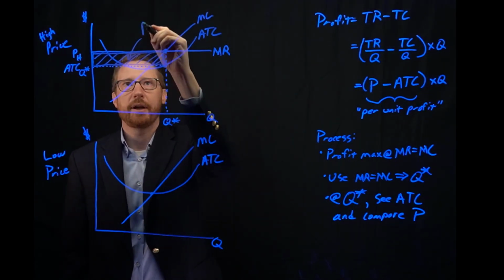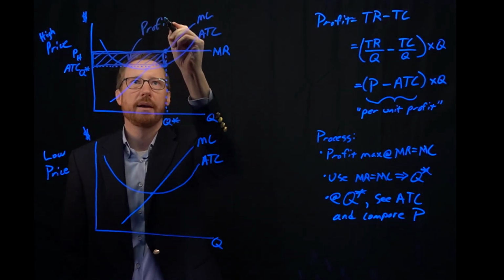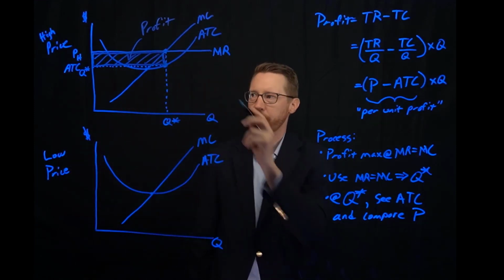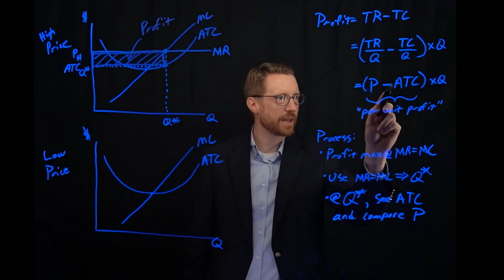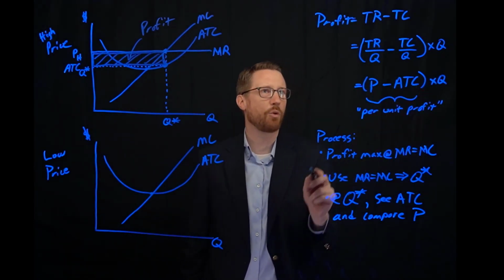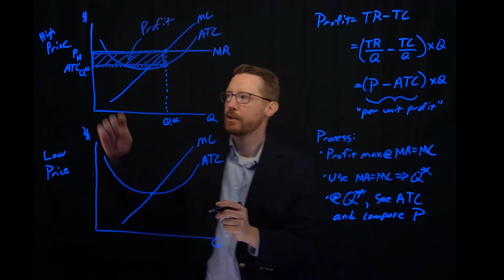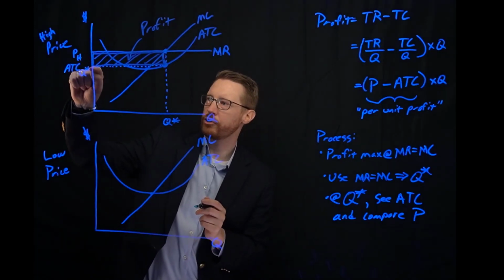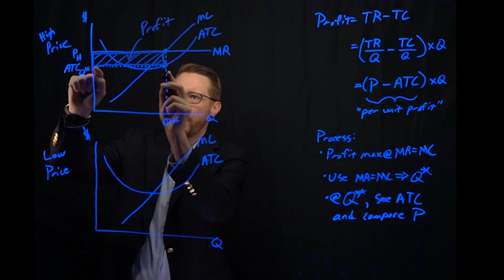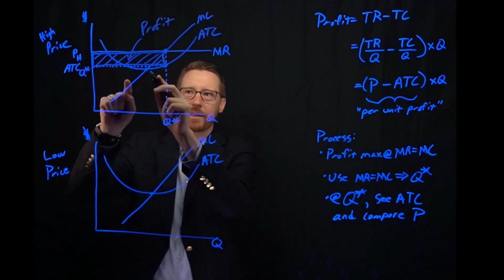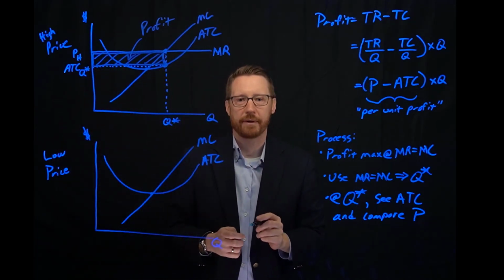Right? That area is profit. Does that match up with what we set up earlier? Price minus average total cost times quantity is profit. So price minus average total cost, that difference between it, times quantity, yep, that rectangle is the firm's profit.